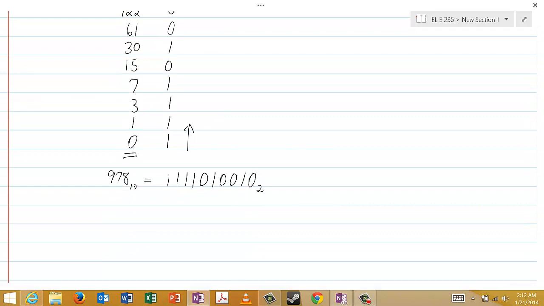That is the first part of what we wanted to do. We have converted 978 base 10, that's a decimal number, to binary. Now the conversion from binary to hexadecimal is very simple, because 16 is 2 to the 4th power, and therefore we will group these numbers into groups of 4 digits.